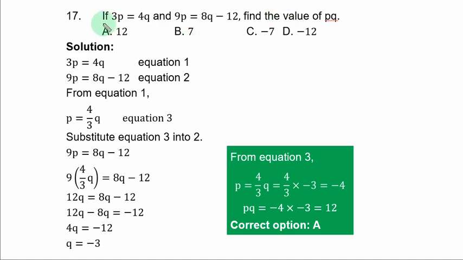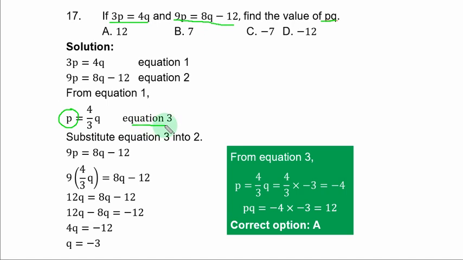Question 17. If 3P is equal to 4Q and 9P is equal to 8Q minus 12, find the value of PQ. That is P times Q. So we have two equations. From equation 1, let's make P the subject. So you divide through by 3. So P is equal to 4 over 3 Q. Let's call that equation 3.